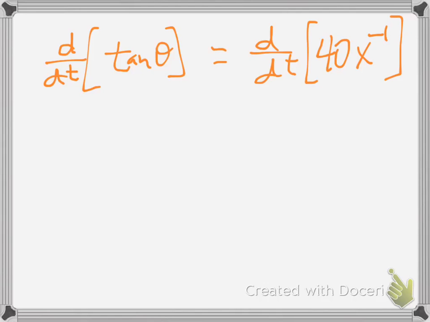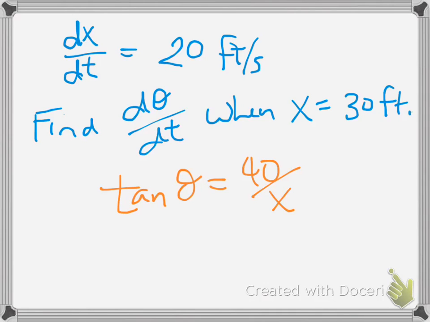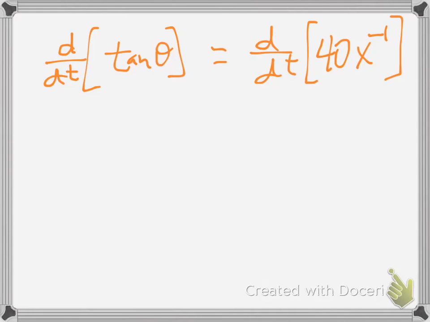As a side note, this equation can be solved for theta using the inverse tangent function. So if you don't want to implicitly differentiate at this step, you can decide to rewrite this as theta equals the inverse tangent of 40 over x, and then take the derivative that way. At this point, you should know the derivative of inverse tangent. It's a perfectly valid way of solving the problem. I'm just not choosing to do it that way.